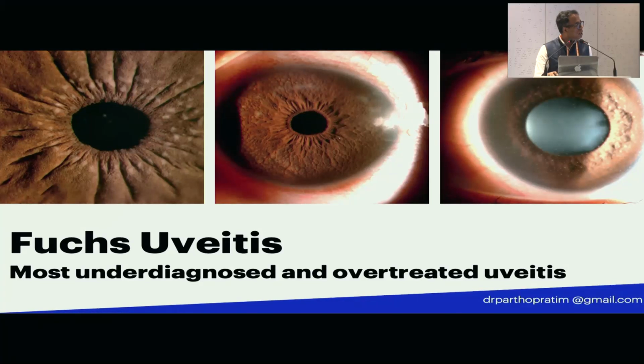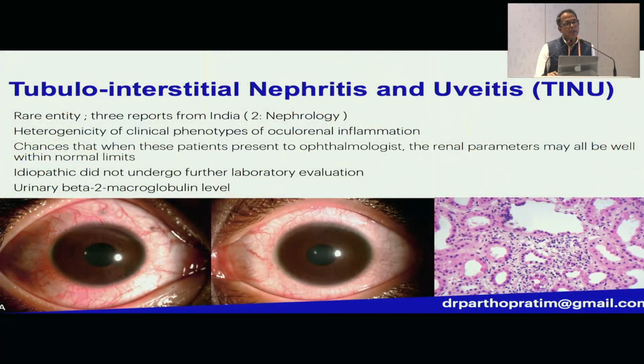One more such entity is Fuchs uveitis, which we can term one of the most underdiagnosed and overtreated cases of uveitis. Another such entity is tubulointerstitial nephritis and uveitis. It's a very rare entity. Only 3 reports have been published from India, and 2 are from a nephrology perspective.